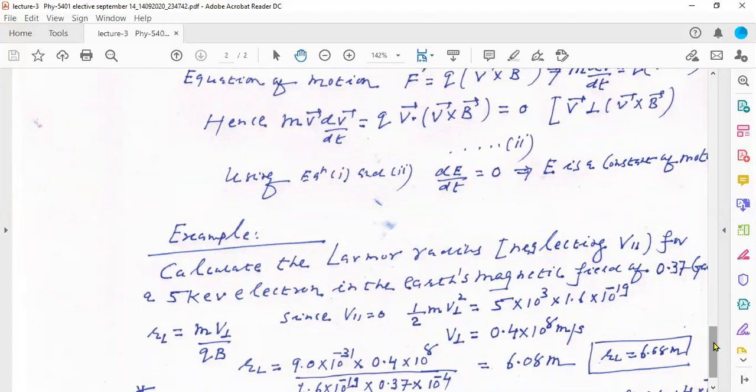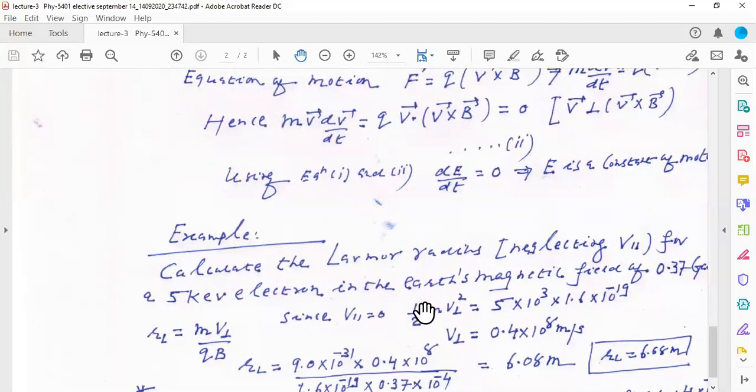Let us take one very simple problem: calculate the Larmor radius. When you calculate the Larmor radius, you neglect the parallel component of the particle velocity. For a 5 keV electron, the energy of the electron is 5 k, meaning 5 times 10 raised to 3, that is 5,000 electron volt, in the Earth's magnetic field of 0.37 Gauss. So here we want to calculate, and we have V parallel equal to 0. I am keeping V parallel equal to 0. This is already given. And now the energy of the electron is 5 keV.